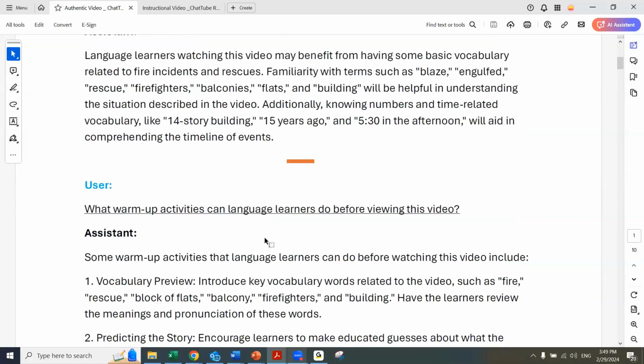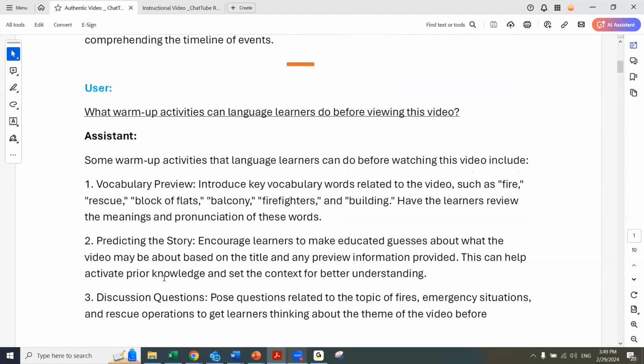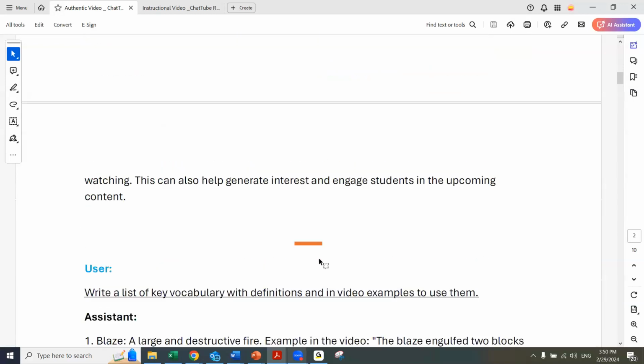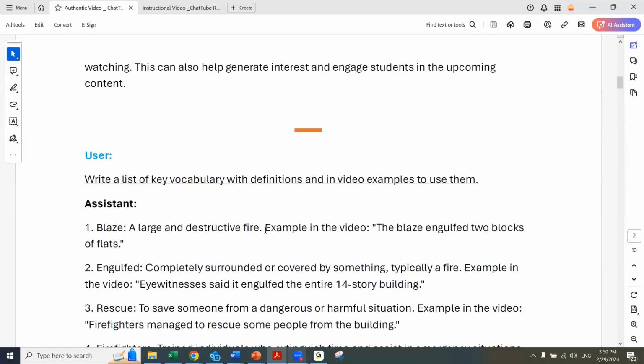And I continued to ask for suggestions for warm-up activities they can do. So it gave me a bunch of them: vocabulary, predicting, discussion. And then I asked it to write a list of key vocabulary and definitions with video examples. I want to know the meaning of the word, and how the video used that word inside the content.